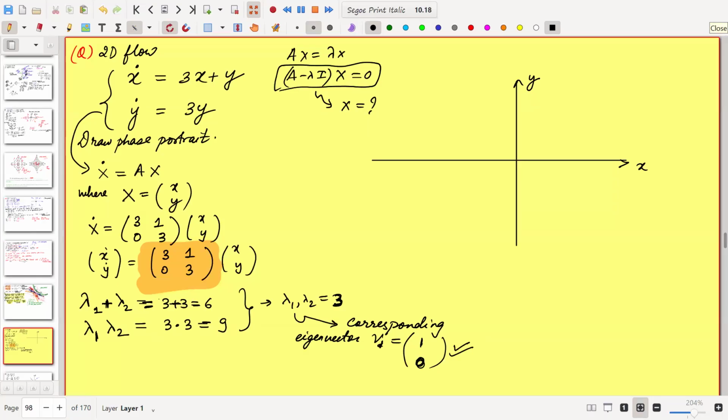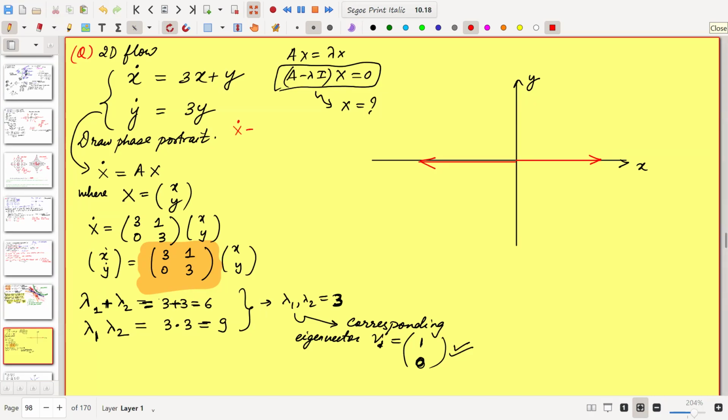Where does eigenvector [1, 0] lie? On the x-axis, right? And any multiple of v equal to [1, 0] is also an eigenvector. It means the full x-axis is the eigenvector, right? So this is the direction over here. It is totally unstable. Where is the fixed point? You can see the origin is the fixed point.